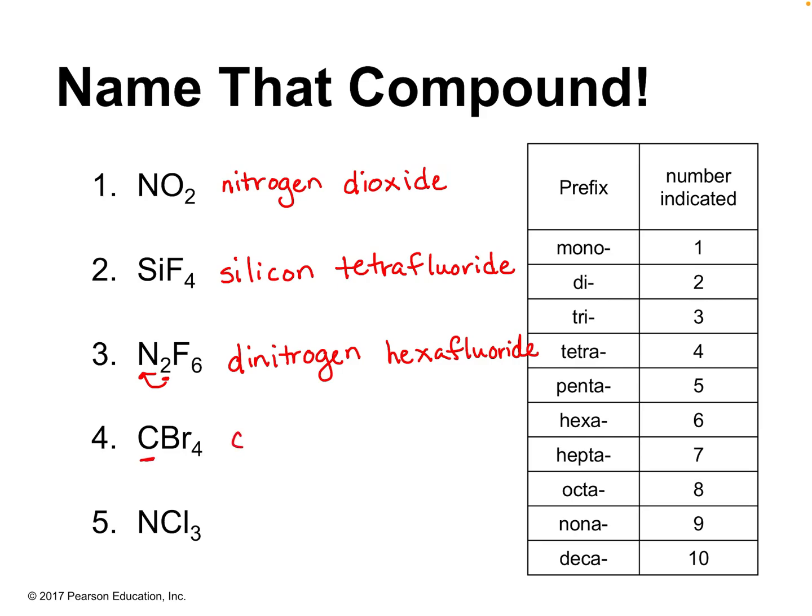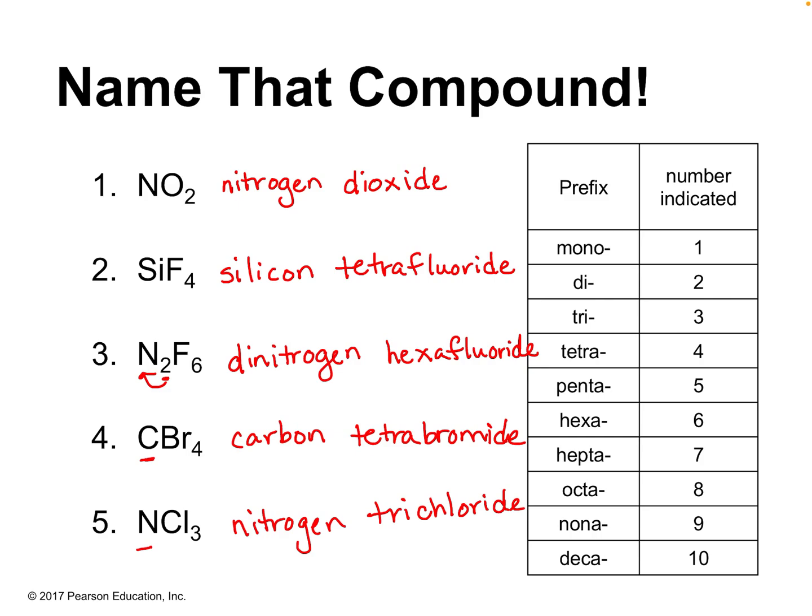Just 1 carbon, so no prefix, so we write carbon. 4 bromines is tetrabromide. And then just 1 nitrogen, so no prefix, nitrogen. And then 3 chlorines gets us trichloride.